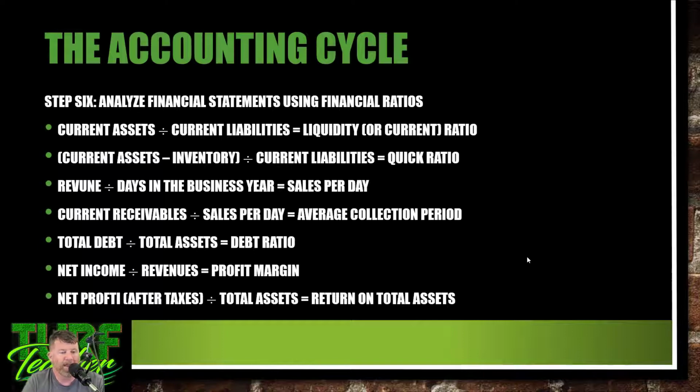Your revenue divided by the days in the business year is your sales per day. Your current receivables divided by sales per day is your average collection period. Your total debt divided by total assets is your debt ratio. Your net income divided by your revenues is your profit margin. And then your net profit after taxes divided by total assets is your return on total assets.